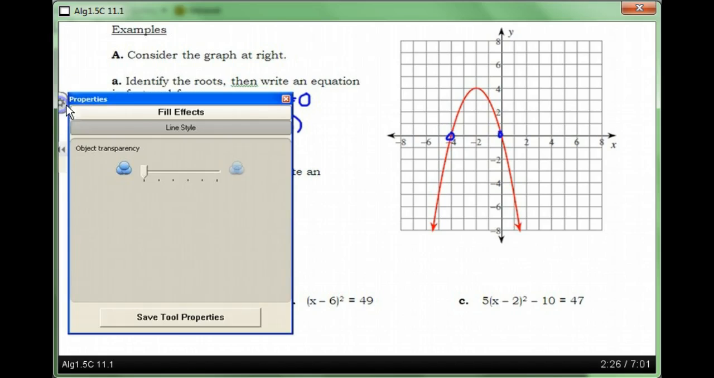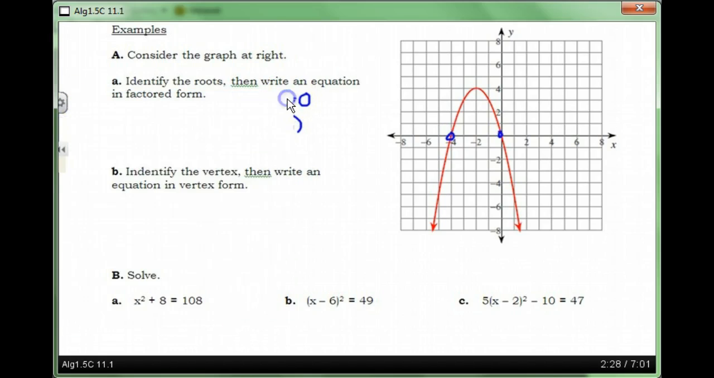Now, if you want to write this in simplified form, you don't need to put the minus 0. You could just put an x because x minus 0 is the same as x.